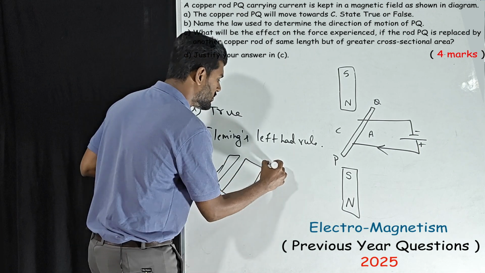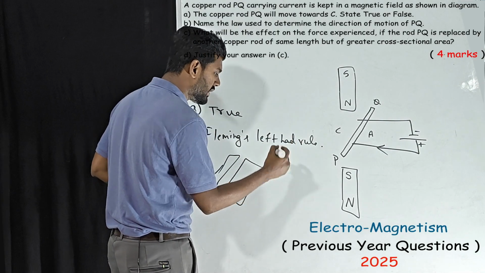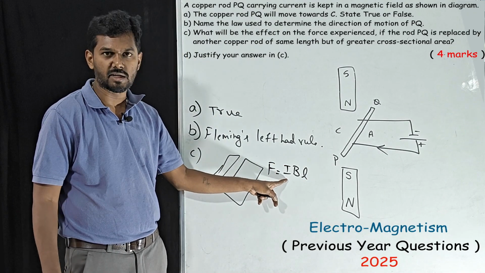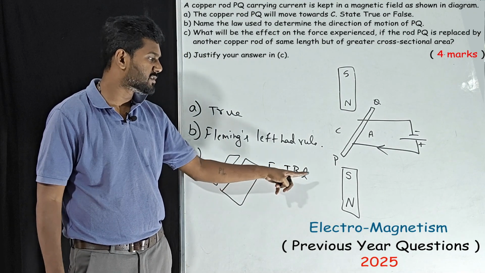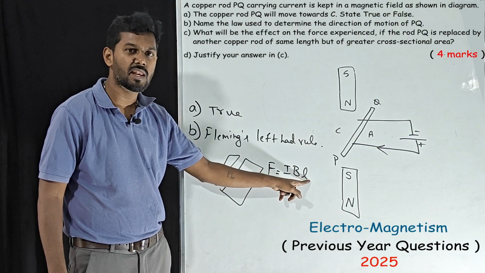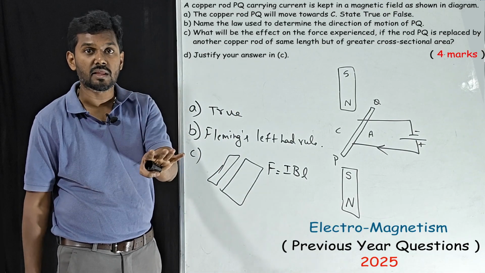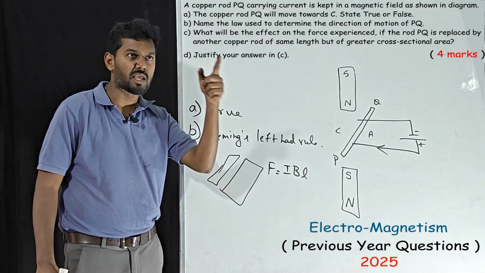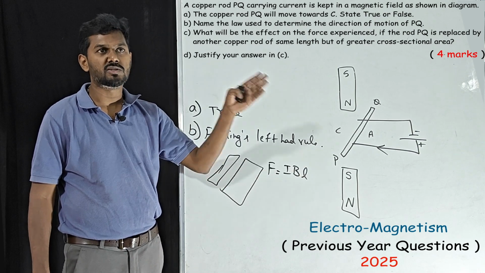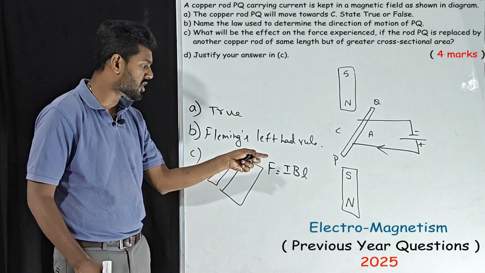Why? Because according to Fleming's left hand rule, the force experienced depends upon three things: I, B, L. I represents current, the more the current the more the force. B represents magnetic field, the more powerful the magnet the more force will be produced. L represents the length of the conductor. Here they have given the same length. They are not talking about the current or the magnetic field, they are saying the length is the same, and then they are saying greater cross-sectional area, that means thickness. Thickness is not related to force.